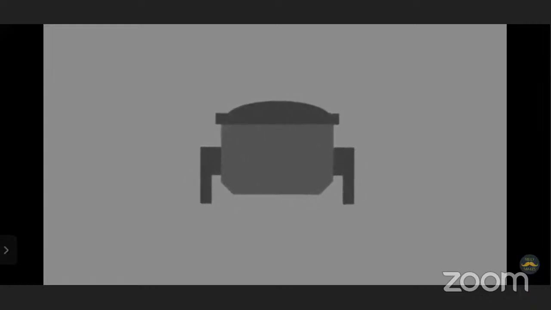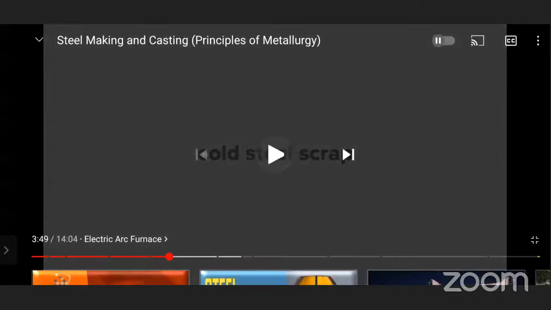In comparison with basic oxygen steel making, the electric arc furnace has the advantage of being able to start with a solid charge, as it does not use iron from the blast furnace but uses cold steel scrap. We have also seen about this electric arc furnace.